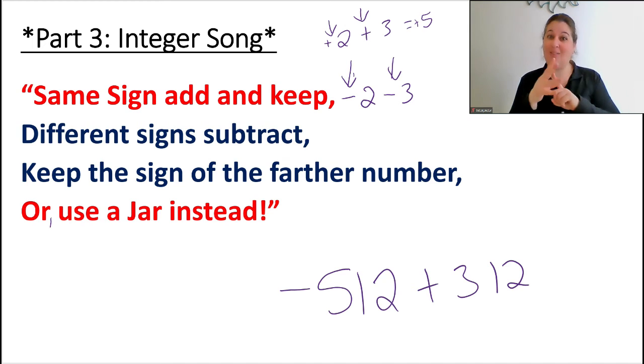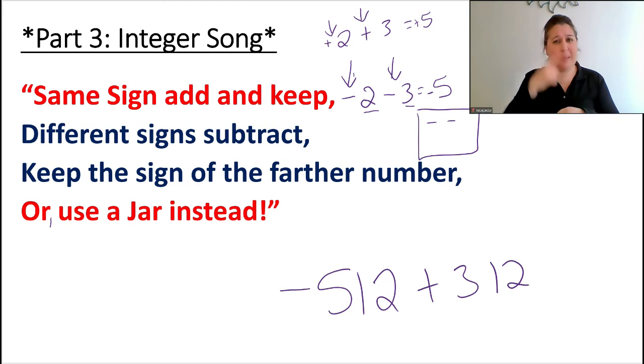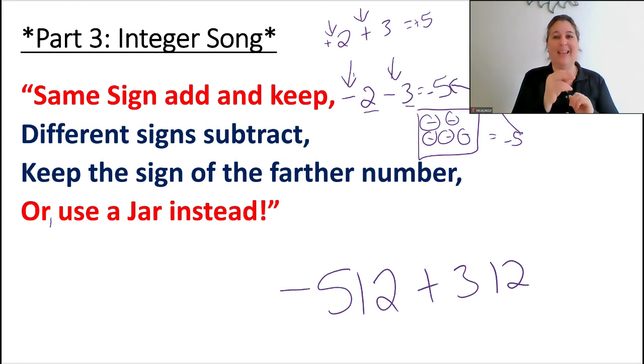If I look at this one, same sign, add and keep. What that means is I'm going to add these numbers and keep the sign that was there. Makes sense if I have a jar: -2, 3 negatives, nothing cancels, so I add them all up. I have 1, 2, 3, 4, 5 negatives. It matches.